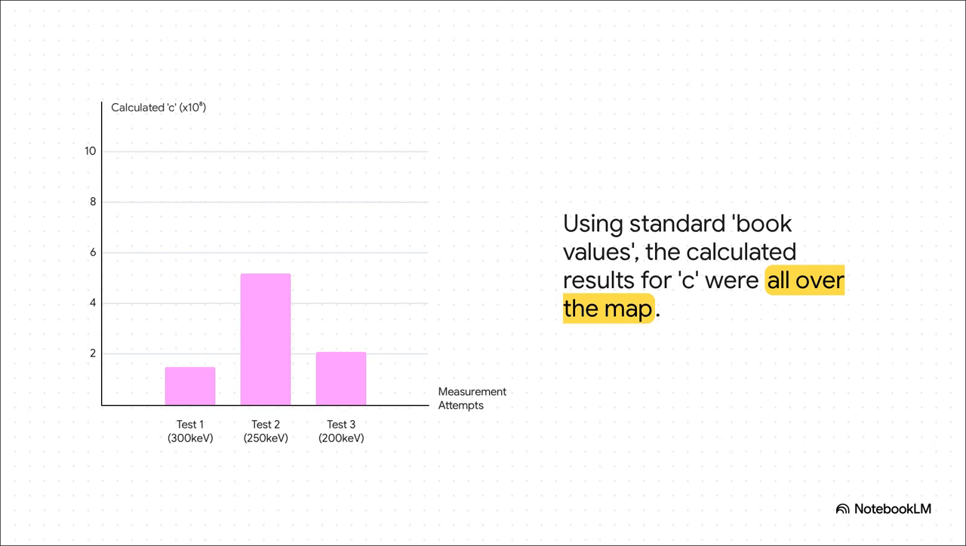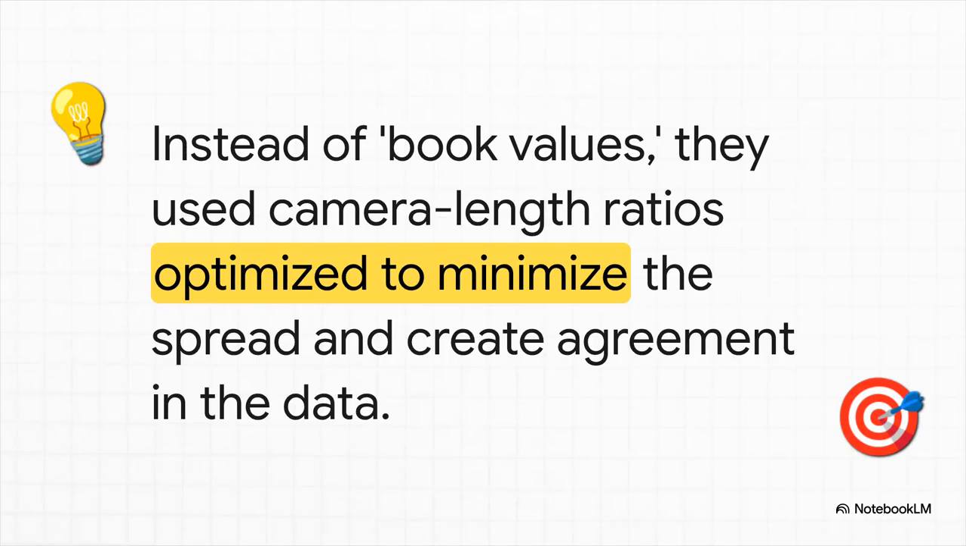They tried using the standard, out-of-the-textbook values for their microscope's camera length, and the results were a mess. I mean, the paper literally says they were all over the map. The numbers for c they were getting were just chaotic nonsense. It really looked like the whole idea was a failure. But this is where the real genius kicks in. This is what science is all about.